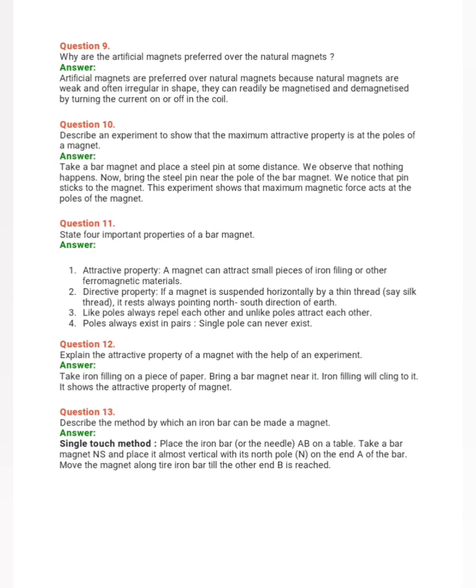3. Like poles always repel each other and unlike poles attract each other. 4. Poles always exist in pairs. A single pole can never exist.